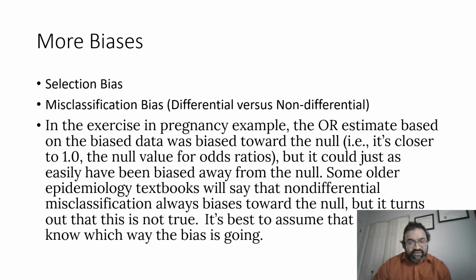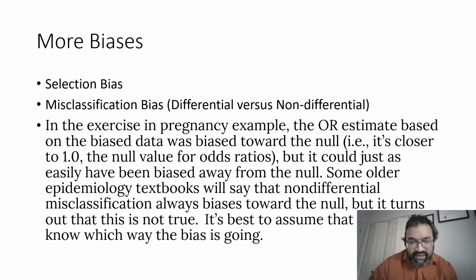Now, there are more types of biases: selection bias, misclassification bias, and that can be differential versus non-differential. So typically, when you're going away from the null, it's typically non-differential. Now, if you're going towards the null, then that's differential. So in the exercise in pregnancy example, the odds ratio estimate based on the biased data was biased towards the null. It's closer to 1, the null value for odds ratios. But it could just as easily have been biased away from the null.